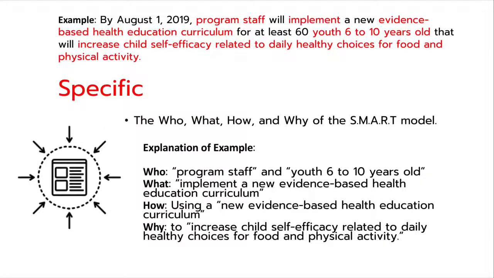All right, so let's talk about what specific means, the S in SMART. So specific is the who, the what, the how, and the why of the SMART objectives. Explanations of this example. If we look at who, you can see in the example above, program staff is highlighted in red. Program staff is part of the who. They are the ones who will be trained in this example. Also in the who would fall youth 6 to 10 years old. So we've now defined who's being trained and who this health education curriculum is for, very specifically.